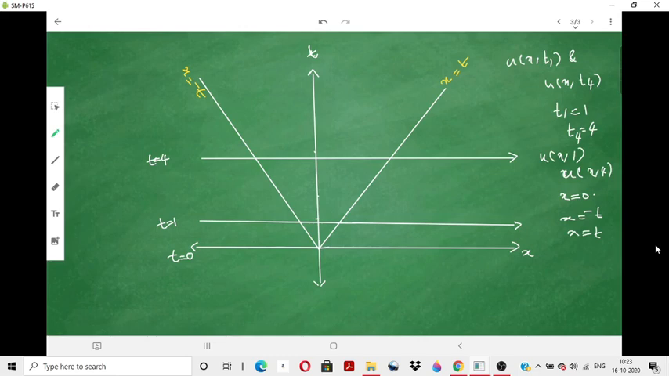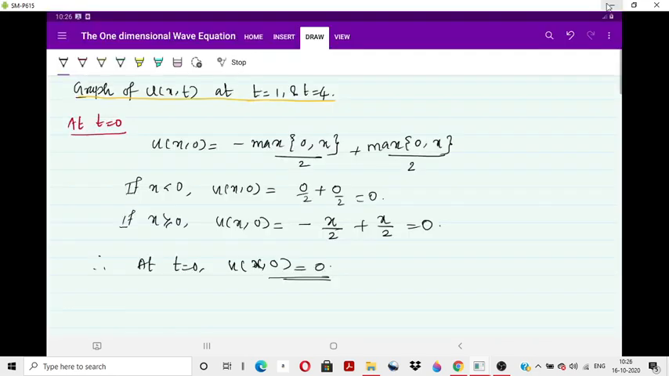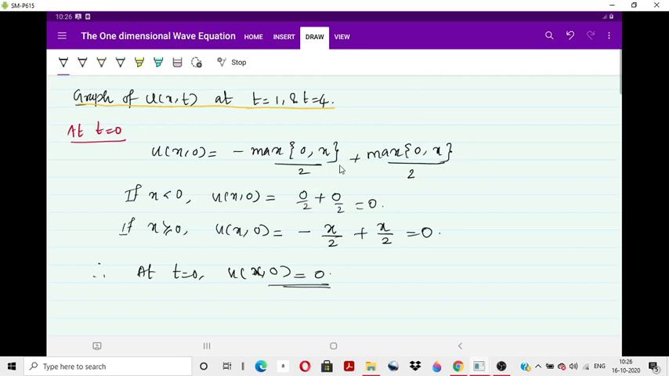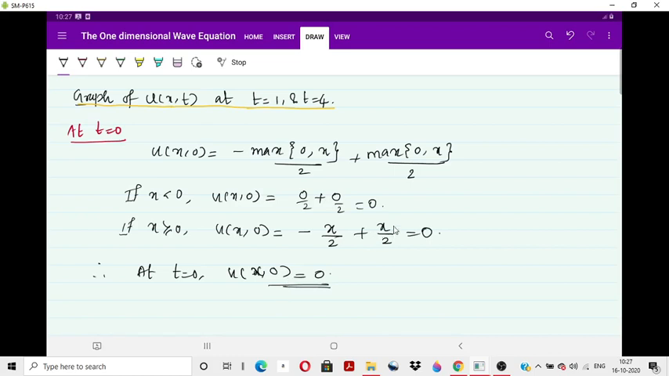Now at t equal to 0, we have u at x0 equal to minus maximum of 0 comma x by 2 plus maximum of 0 comma x by 2. Since t equal to 0, x minus t will become x and x plus t also will become x. When x is less than 0, the maximum of 0 comma x will be 0, so in both cases we have u at x0 equal to 0. And when x is greater than or equal to 0, the maximum of 0 comma x will be x. Then the first term will be x minus x by 2, and the second term will be x by 2. Adding this, we again get 0. So we can say that at t equal to 0, u at x0 equal to 0.